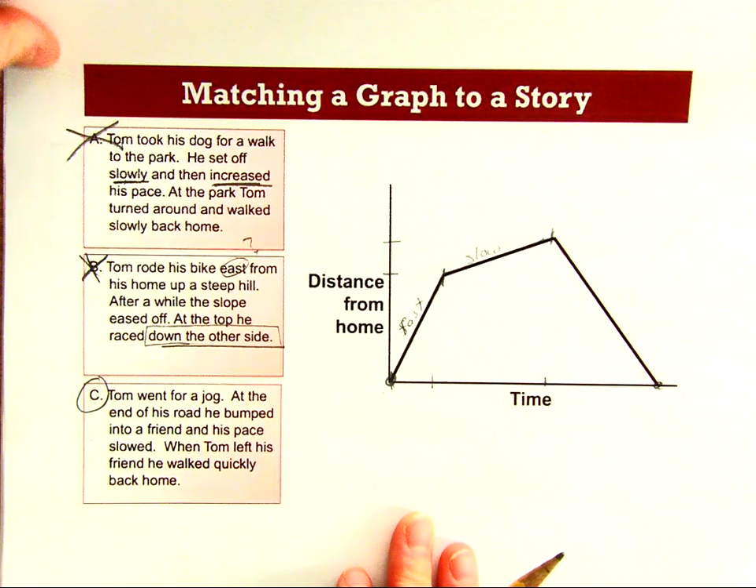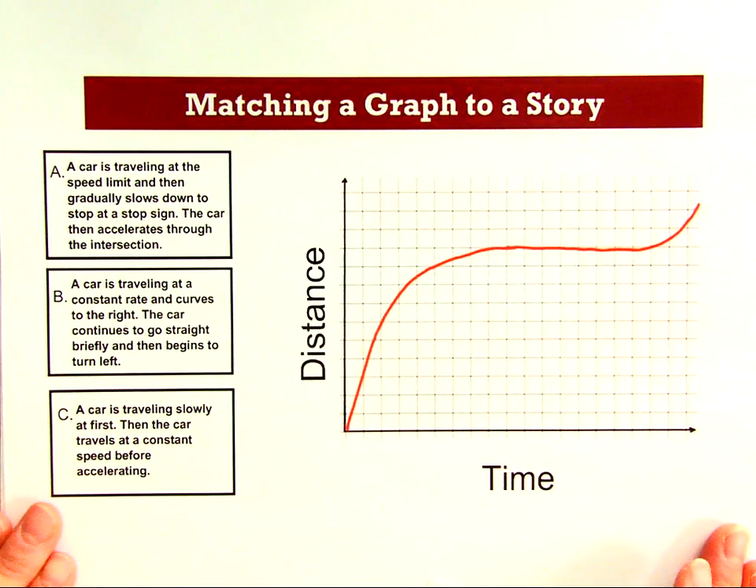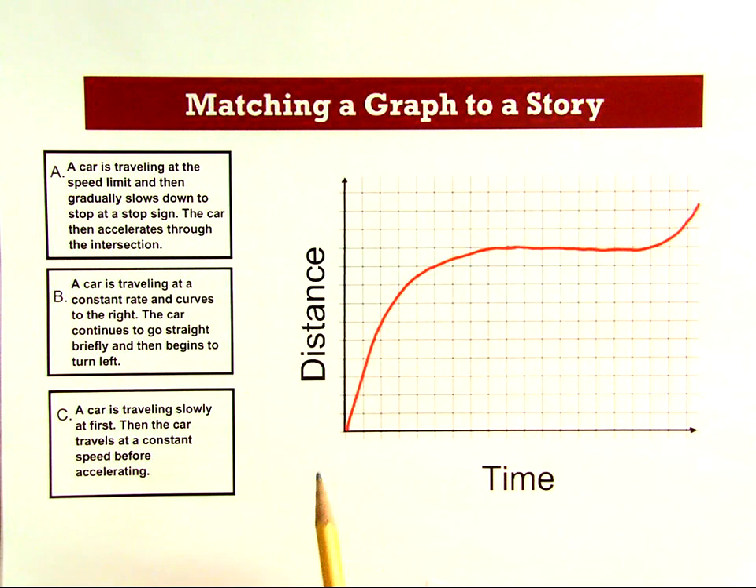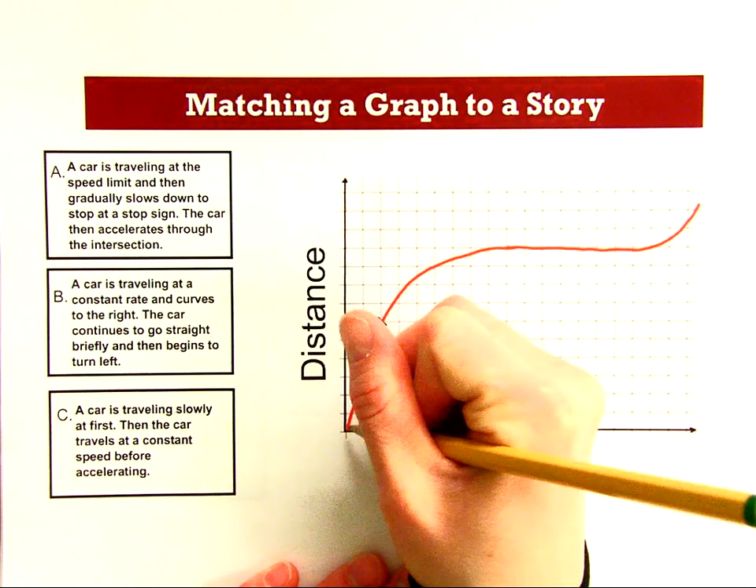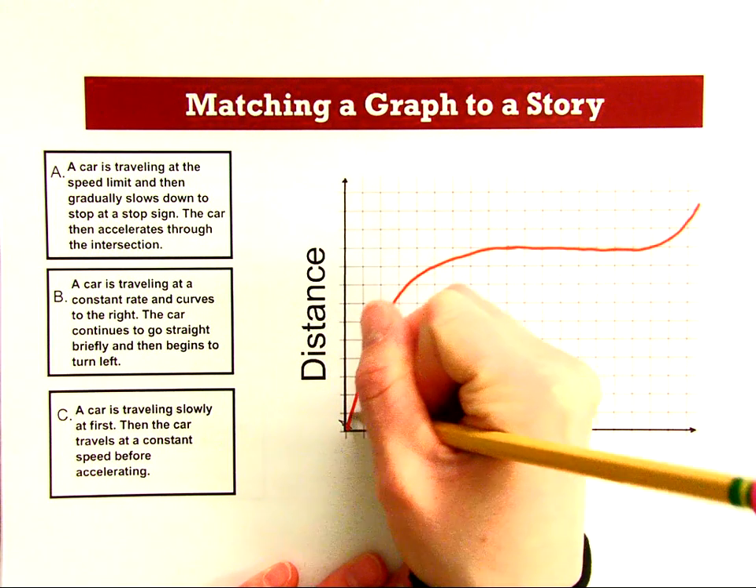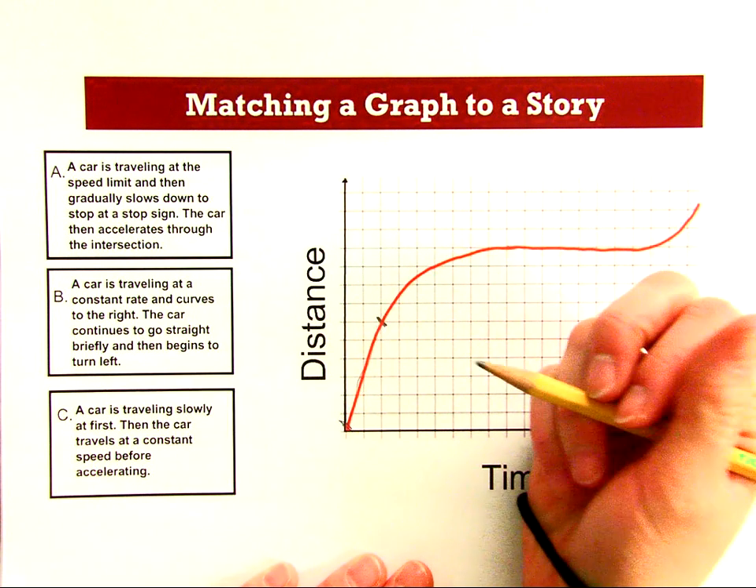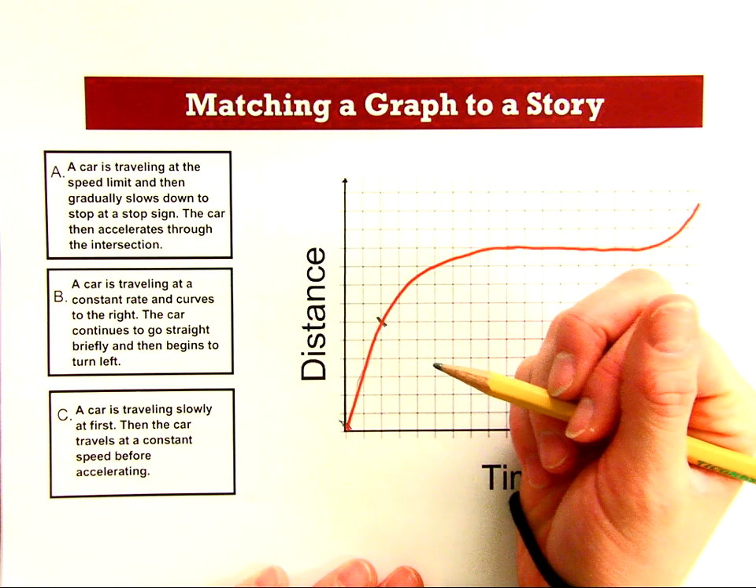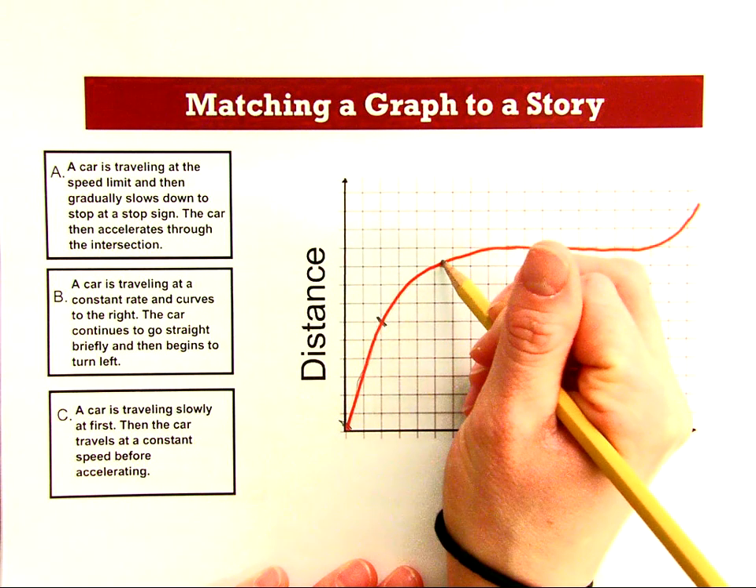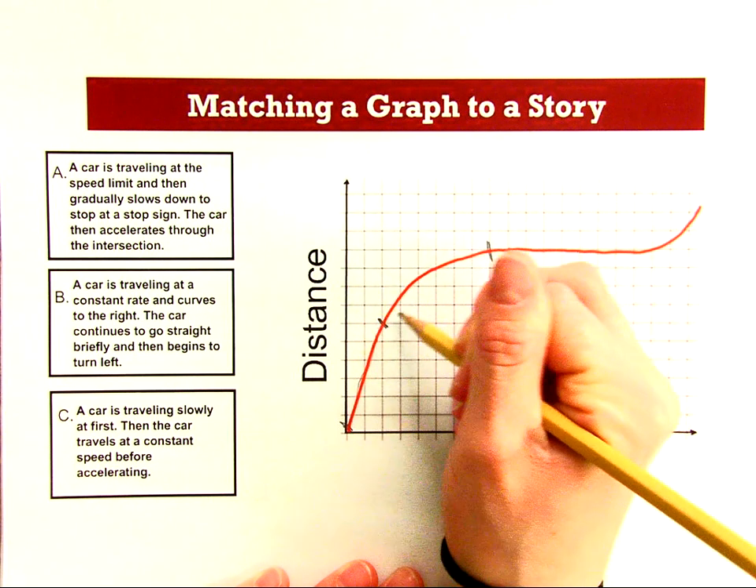Okay. I want you to pause the video and try another one and press play when you're ready to see the answer. So if we look here, we're talking about distance again. We don't know distance from what, just distance overall over time. So option A says a car is traveling at a speed limit and then gradually slows. So I would say this part of the graph shows a constant speed. It's a straight line, so we're covering that same amount of distance. So that matches. Gradually slows down, which means I'm going to be covering less distance. So this is slowing down here.